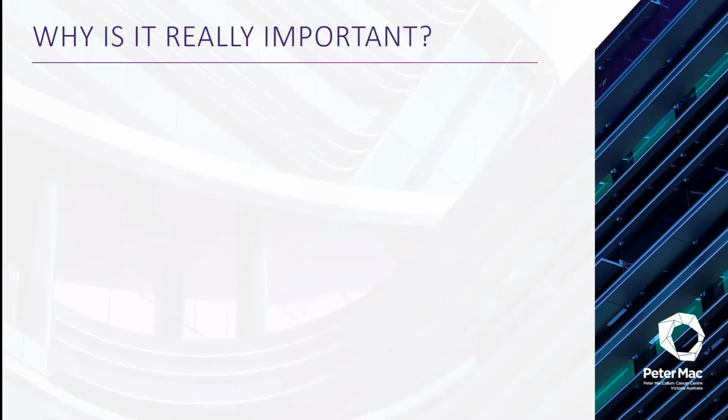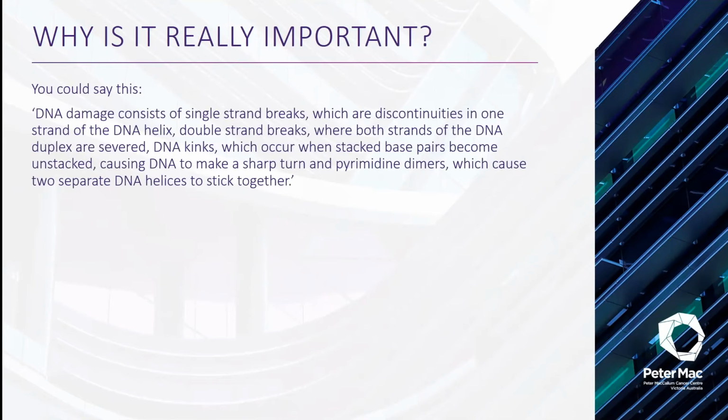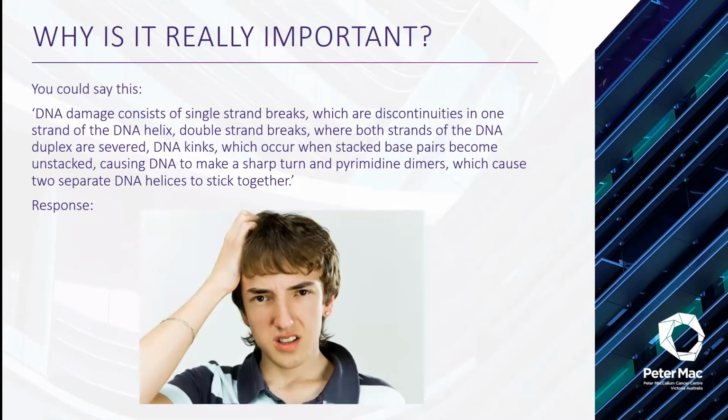So why is it really important? So you could say this: DNA damage consists of single-strand breaks, which are discontinuities in one strand of the DNA helix, double-strand breaks where both strands of the DNA duplex are severed, DNA kinks, which occur when stacked base pairs become unstacked, causing DNA to make a sharp turn, and pyrimidine dimers, which cause two separate DNA helices to stick together. And this is the sort of response you're going to get. People are completely confused, they disengage, and moreover, why would they even care?